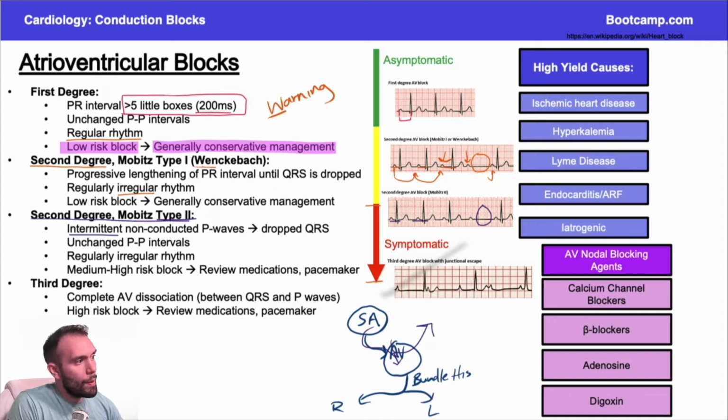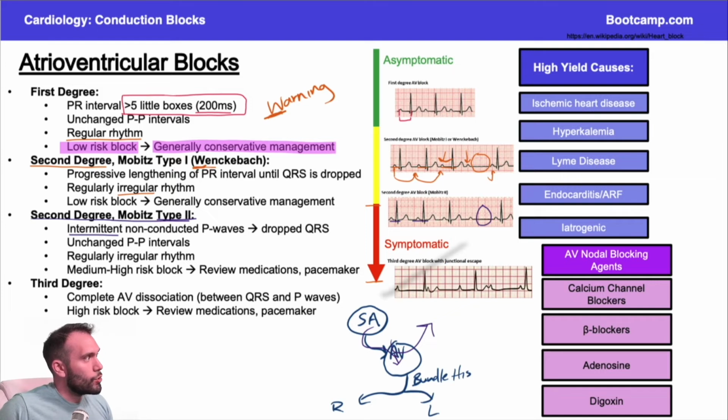Okay, so that's how I remember that the Wenckebach is associated with a warning, and that warning is a good thing, right? We're getting a warning before we drop a beat. That's why it's a type 1. It's less severe. We get a heads up before we drop the beat. In secondary type 2, we're just dropping beats and we don't know when, and that is more significant, okay?